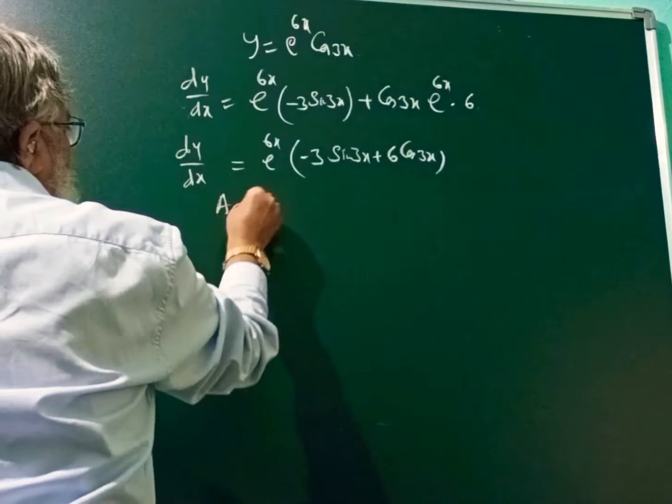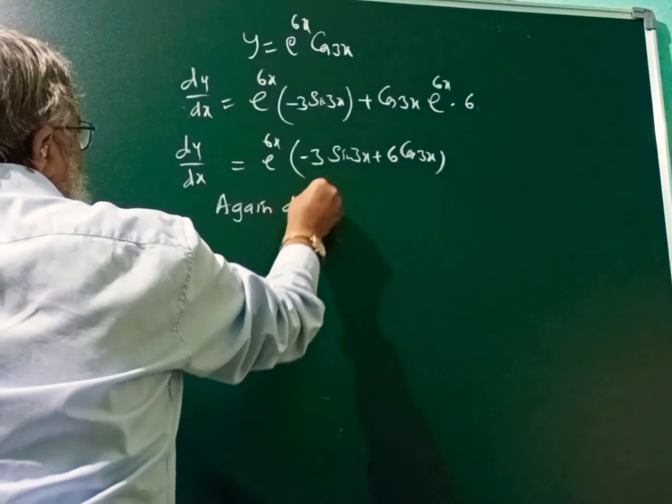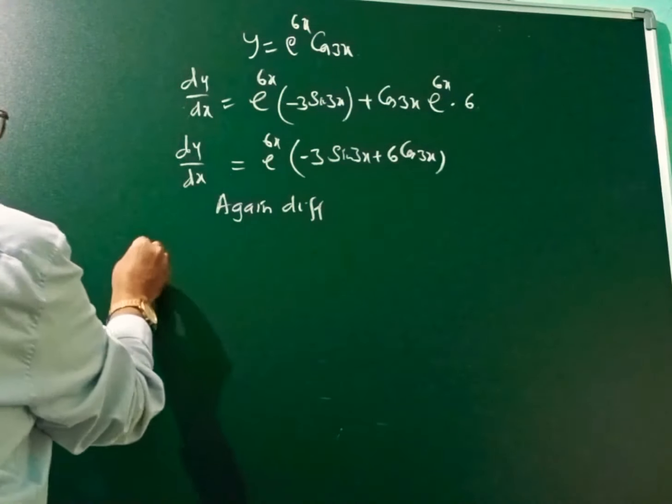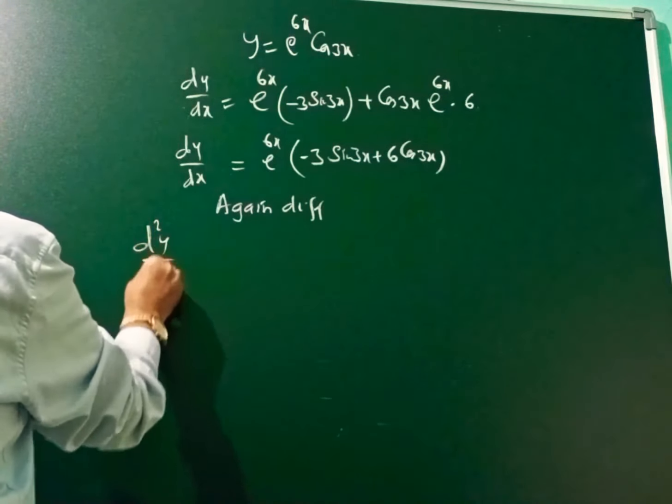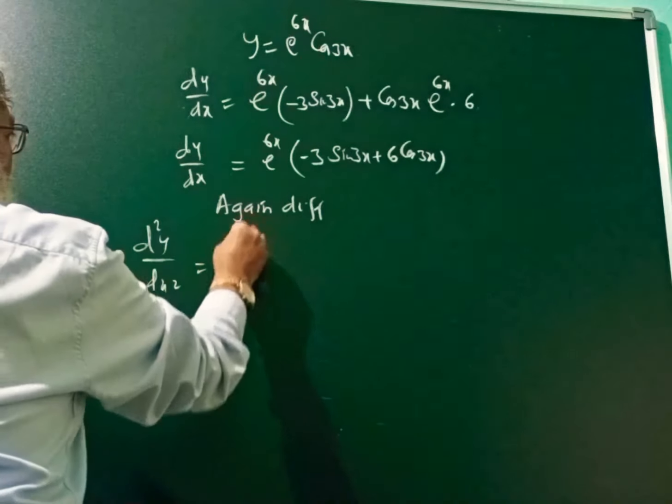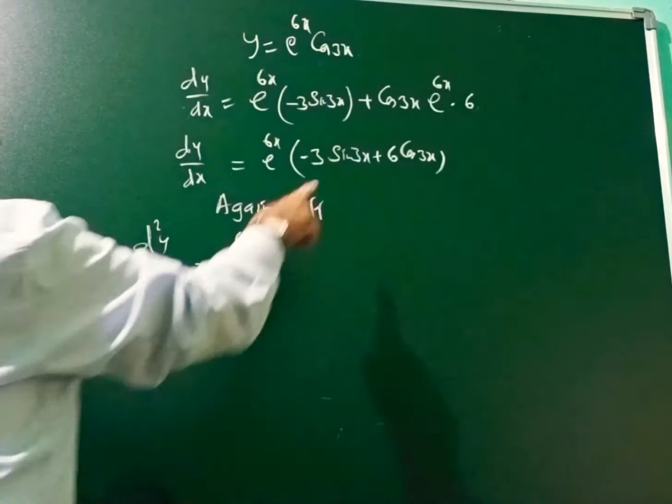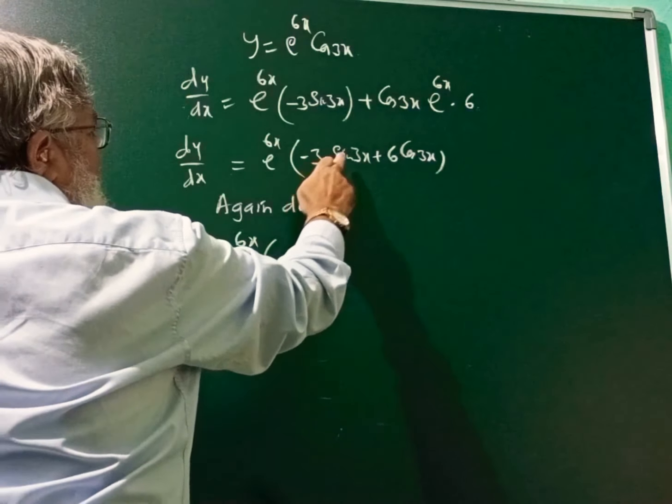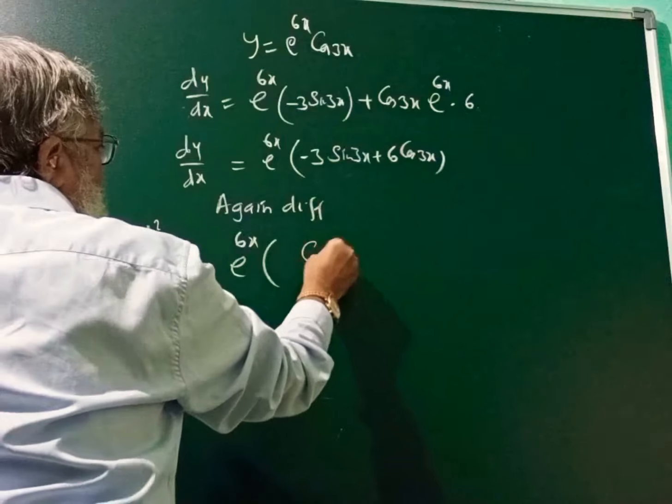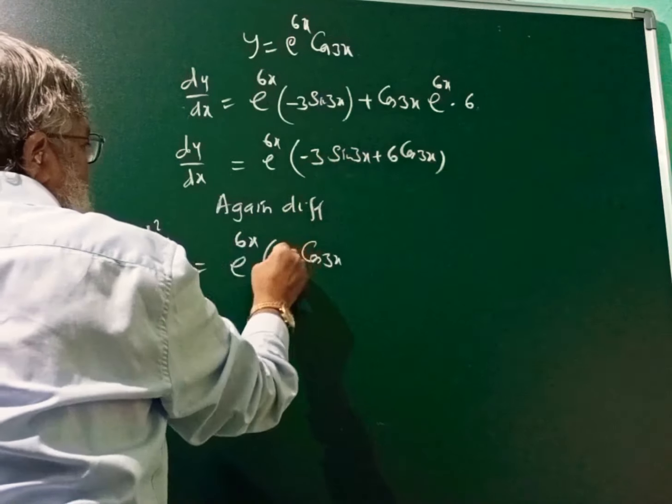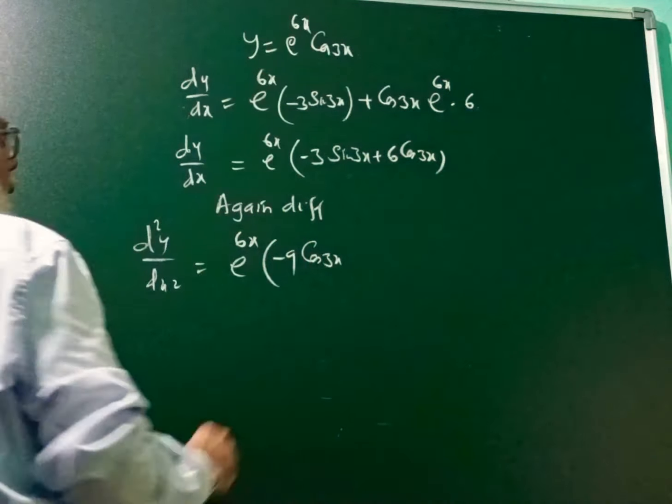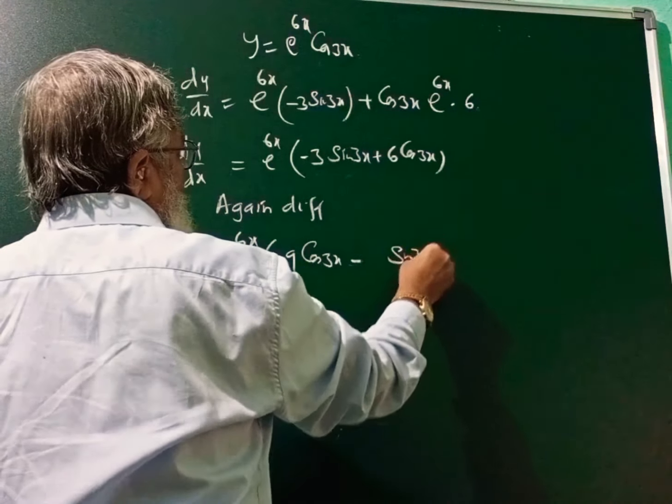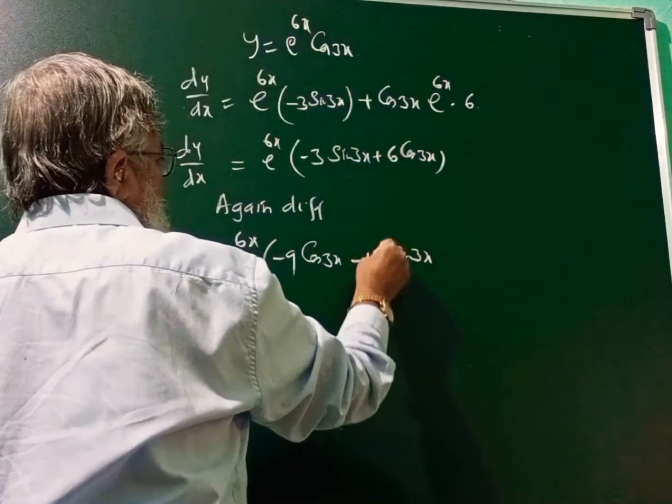Again differentiating, again here also we need to apply the product rule. So d square y by dx square is equal to first function as it is, derivative of second function, derivative of sine is cos 3x, 3 is a constant, into 3, 3 into 3 is 9 here. Again differentiation of cos is minus sin 3x, 3 into 6, 18.